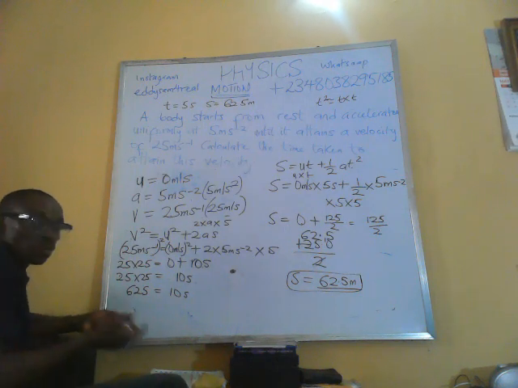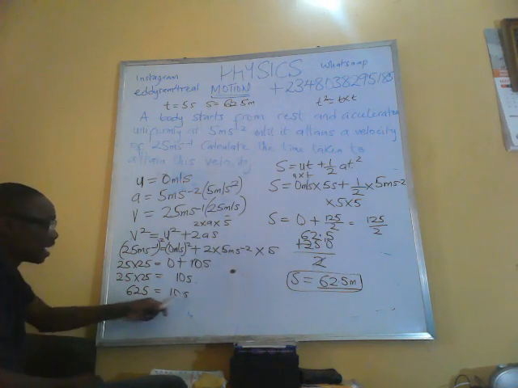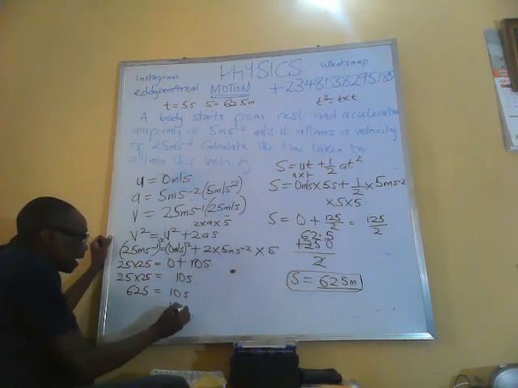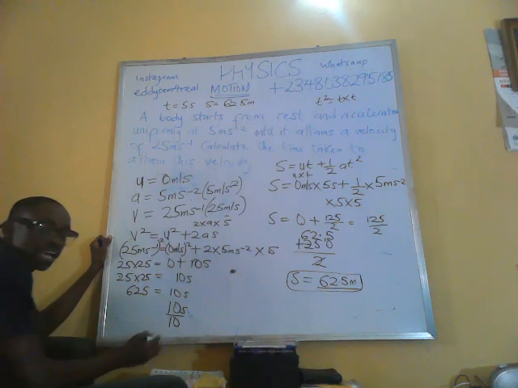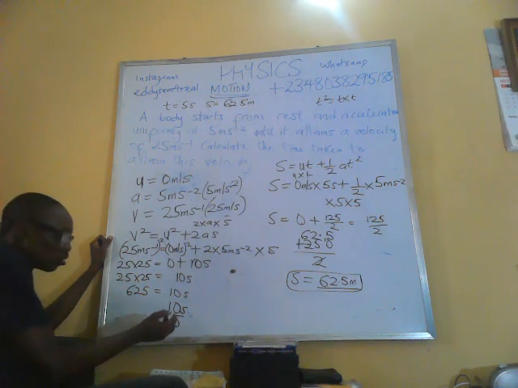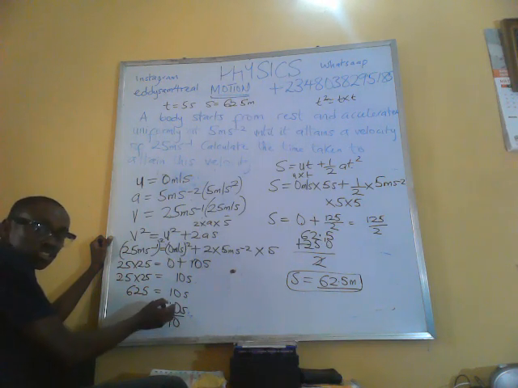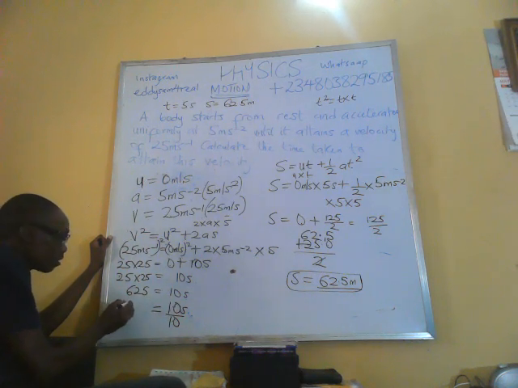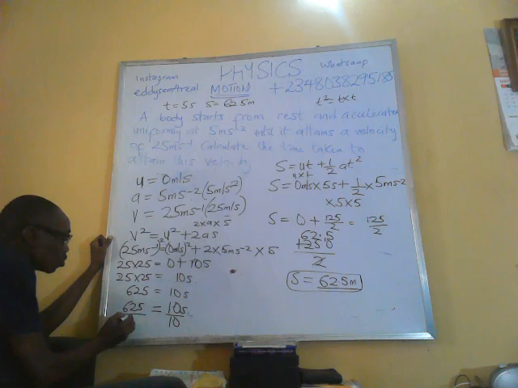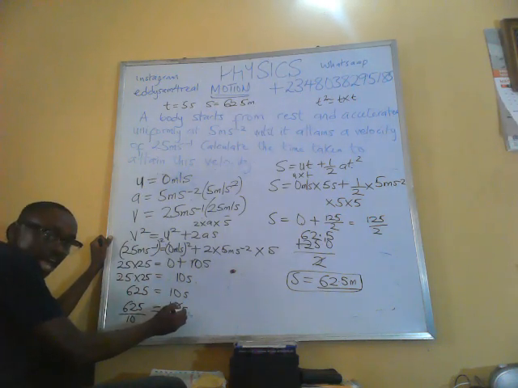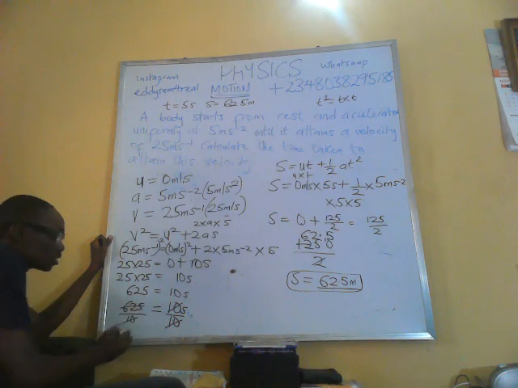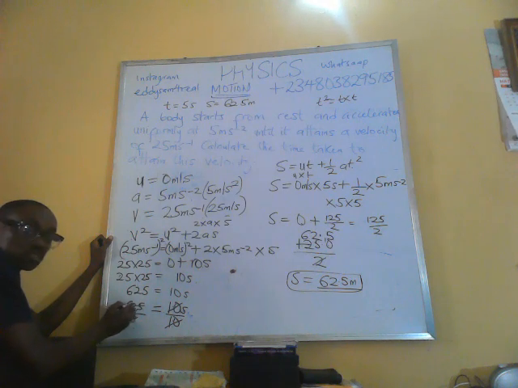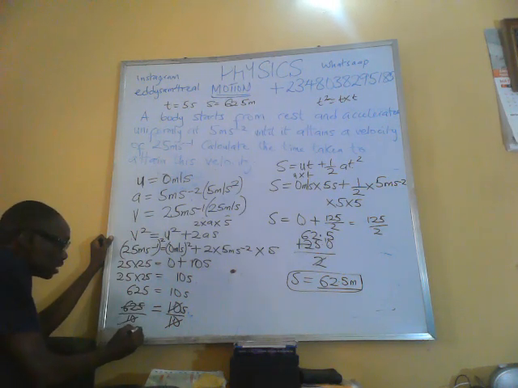So we now solve for s. We make s the subject of this equation. So let's divide both sides by 10 so as to solve for s. When you divide this side by 10, you also divide the other side by the same thing, which is 10 in this case. 10 cancels 10. You are left with s. Then s equals 625 divided by 10, which gives me 62.5.